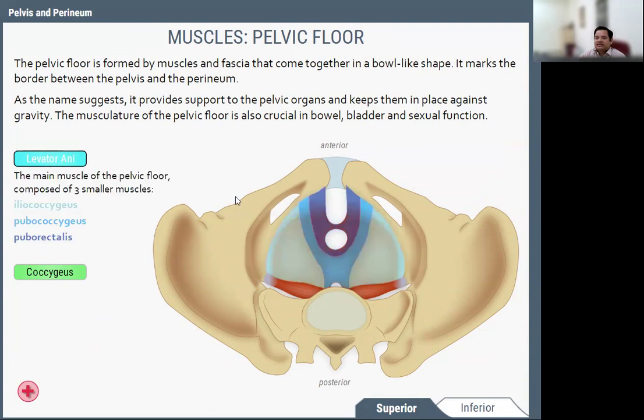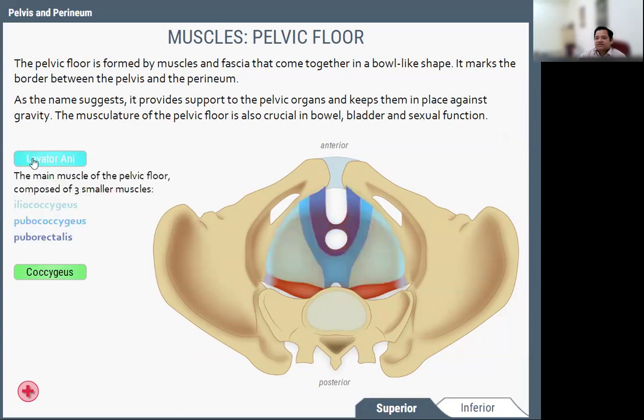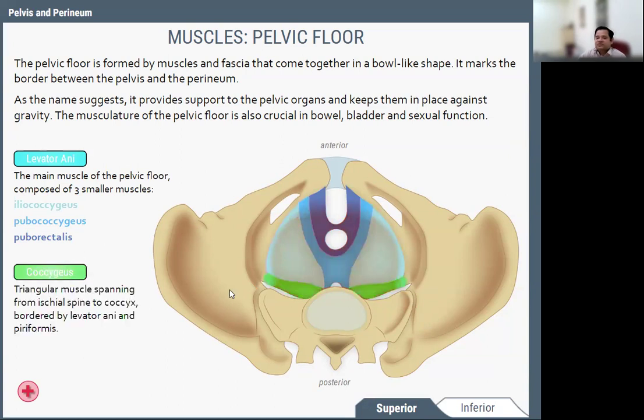There is the levator ani. It is basically three smaller muscles which are grouped together: iliococcygeus, pubococcygeus, and puborectalis. So these three are present in this particular region. That is the levator ani. Again, you see this part, this is the levator ani, having three parts: iliococcygeus, pubococcygeus, and puborectalis. And then there is coccygeus, the last one, the lower one. That is a triangular muscle from the ischial spine to the coccyx, which is bordered by the levator ani and piriformis, the previous muscle. So this is the superior view.